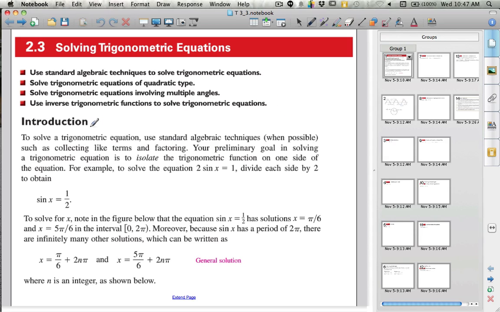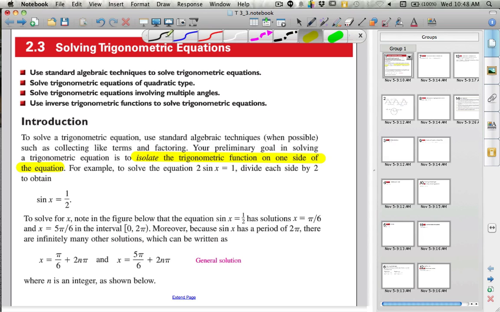So when we talk about solving trigonometric equations, we're going to work with some of our standard algebraic methods when we can, like finding like terms, factoring, things like that. Our primary goal in solving a trigonometric equation is to isolate the trigonometric function on one side of the equation.